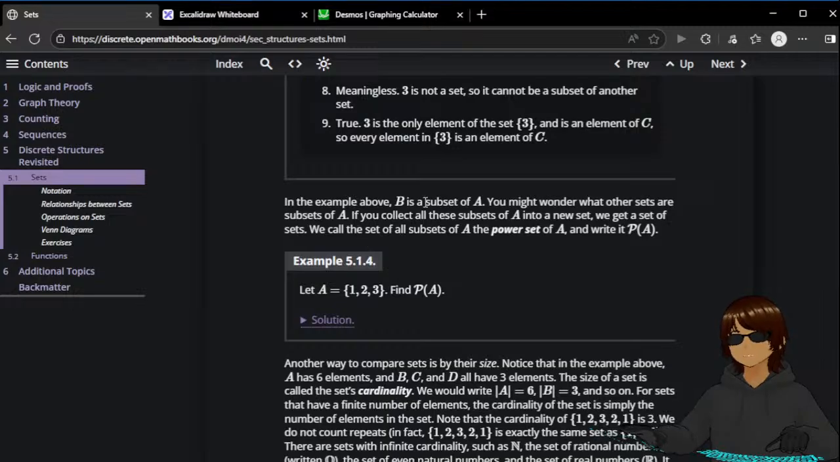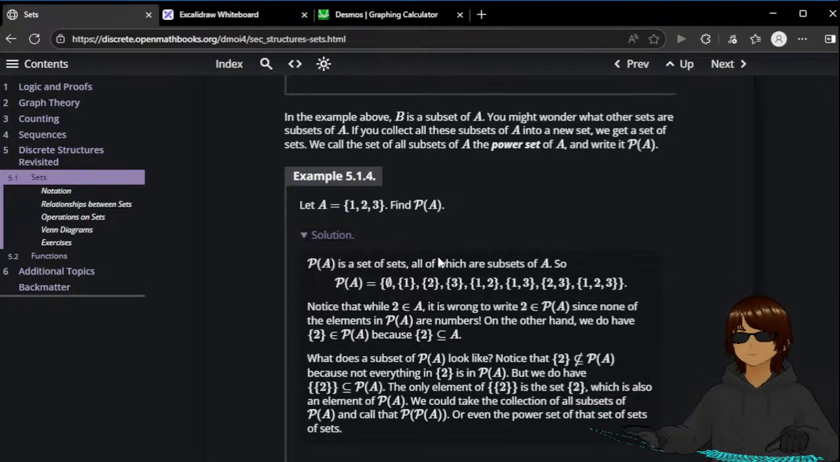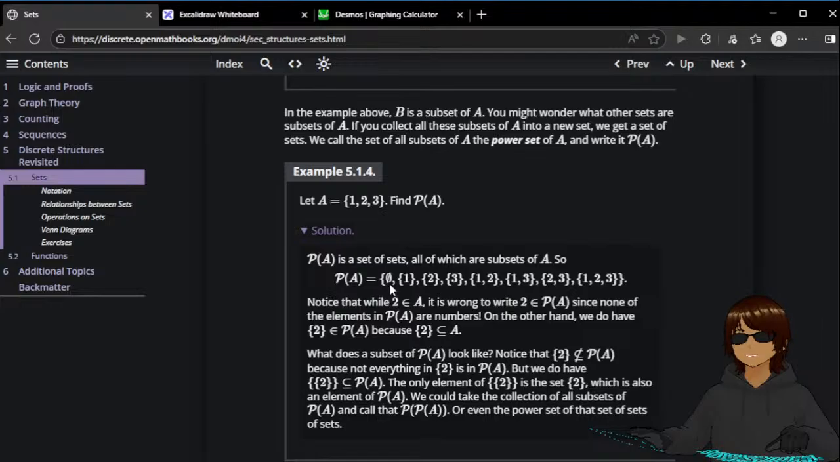In the example above, B is a subset of A. You might wonder what other sets are subsets of A. If we collect all these subsets of A into a new set, we get a set of sets which we call the power set of A. We write it P(A). So let A equal {1, 2, 3}, find P(A). So P(A) is the empty set, {1}, {2}, {3}, {1, 2}, {1, 3}, {2, 3}, and {1, 2, 3}.